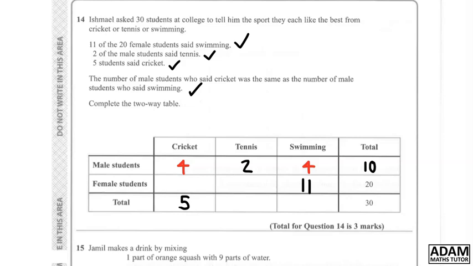So 4 plus 1 gives me 5. 1 and 11 gives me 12. So I'd need to add on 8 to get to 20. 2 plus 8 is 10. And 4 plus 11 is 15.